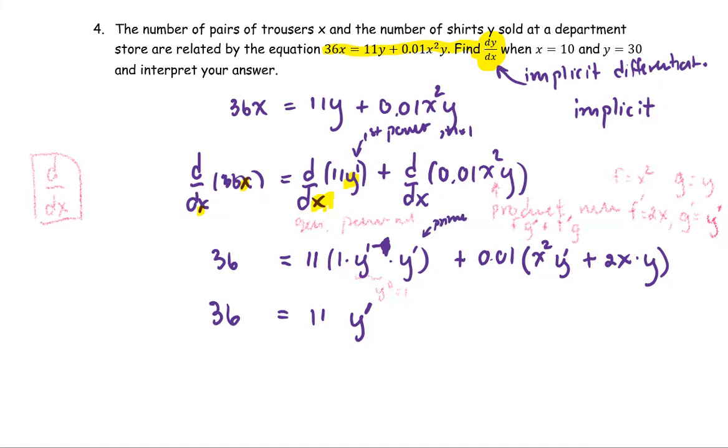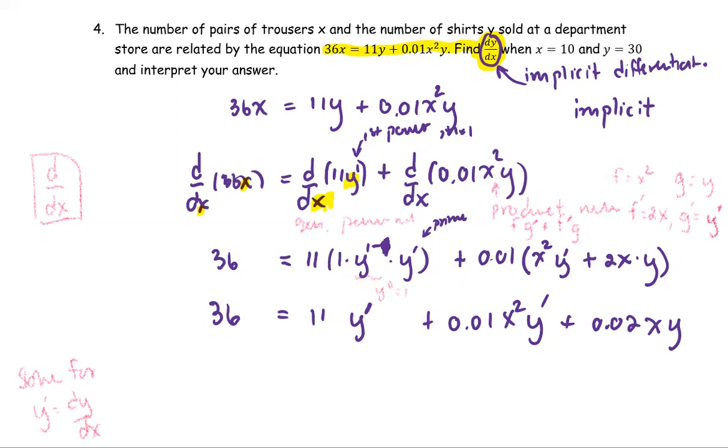And this is a prime notation, or the derivative. So the first term on the right side is 11y prime, and then the right side has 0.01 x squared times y prime plus 0.02 times x times y. And my y prime is dy/dx. Our goal is to find dy/dx, so I'm going to put a note to myself. The next step, I'm going to solve for y prime, which is my dy/dx. So this is the same as y prime.